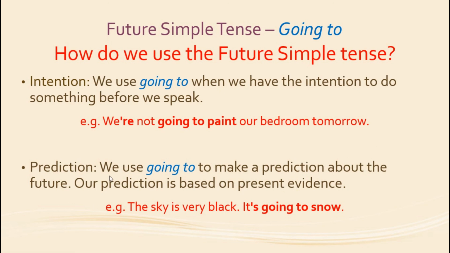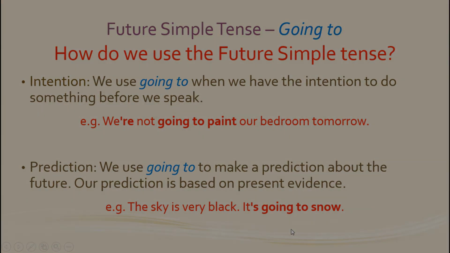Now we use going to also for prediction. We use going to make a prediction about the future, but our prediction is based on present evidence. Okay, this is very important. For example, the sky is very black. It's going to snow. What is the evidence? That the sky is very black. That's the reason why we say that it's going to snow.